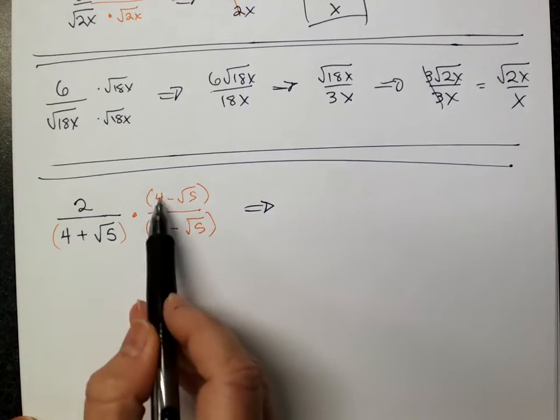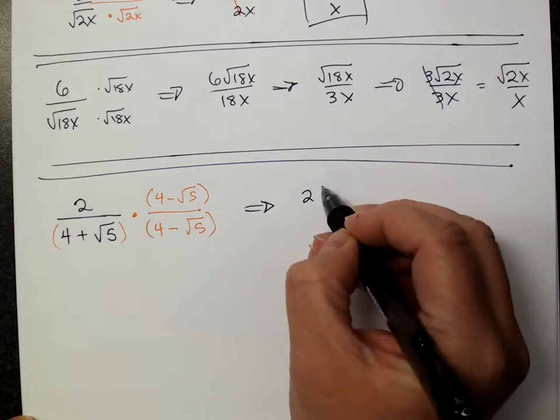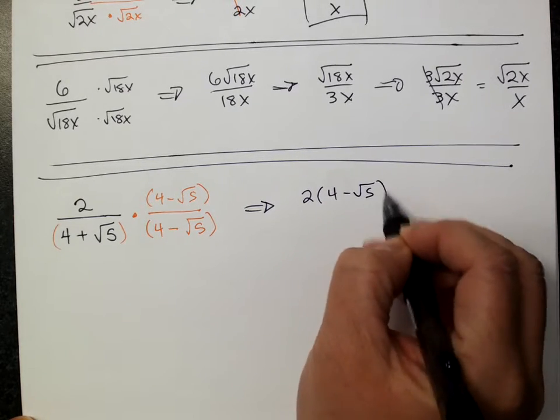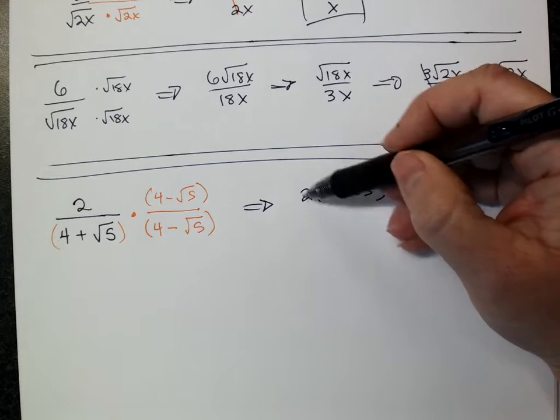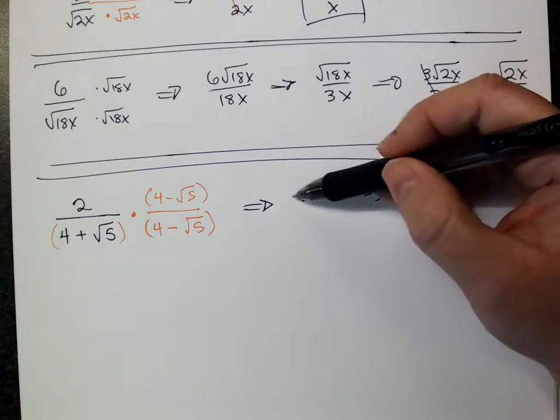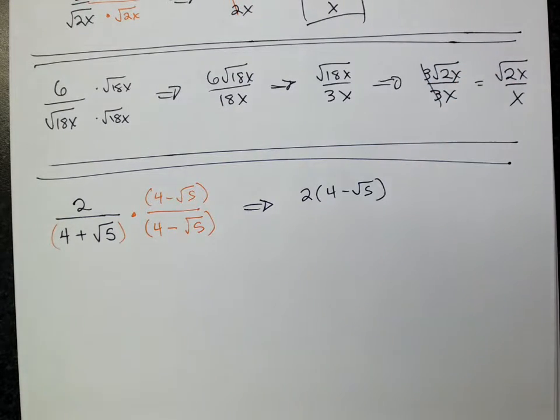Now, you do not have to distribute and multiply this out. Just write it like this: 2 times 4 minus square root of 5. Okay? You don't want to distribute now because you may be able to do some more canceling. You want to leave it in factored form so you can cancel if necessary.